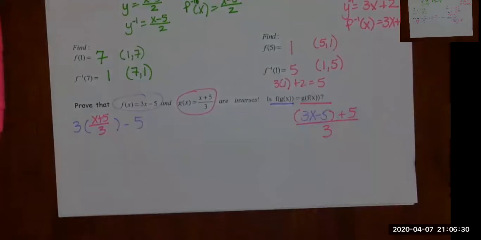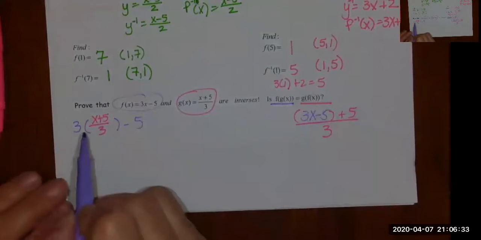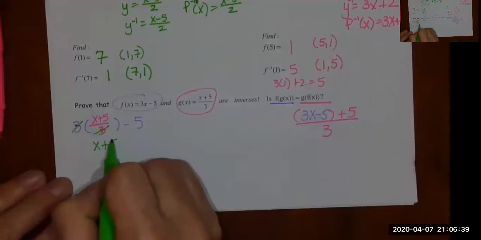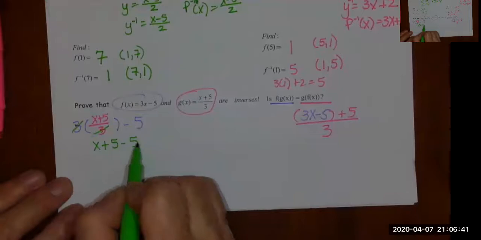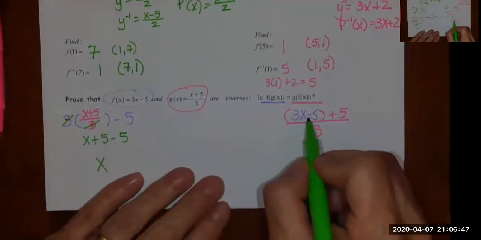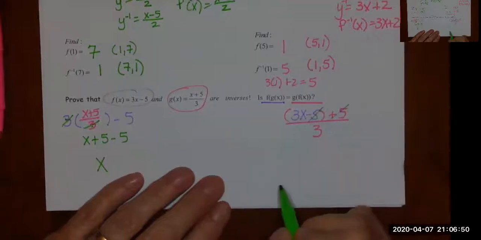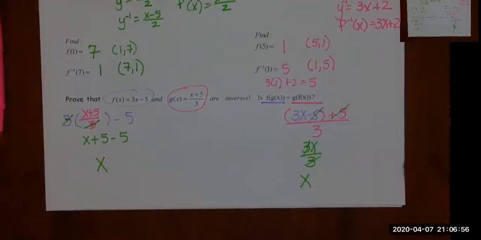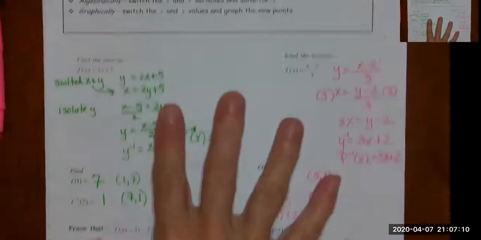Now, on both of these, we should be left with nothing more than the letter x. So here we know that the two 3's will cancel, and I have x plus 5 minus 5, and 5 minus 5, that's just x. Over here, we have 3x minus 5 plus 5. So those will zero out, and I have 3x over 3, which just leaves x. So whenever you plug one equation into another, if all you're left with is an x, either way that you go, then you know those are inverses of each other. Okay, so let's look now and see.